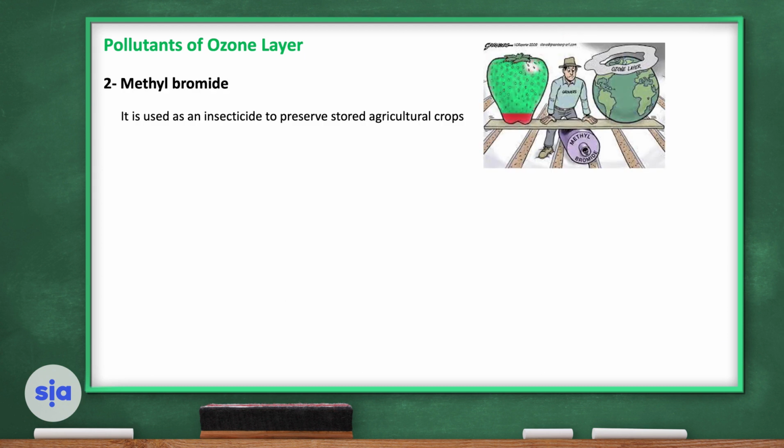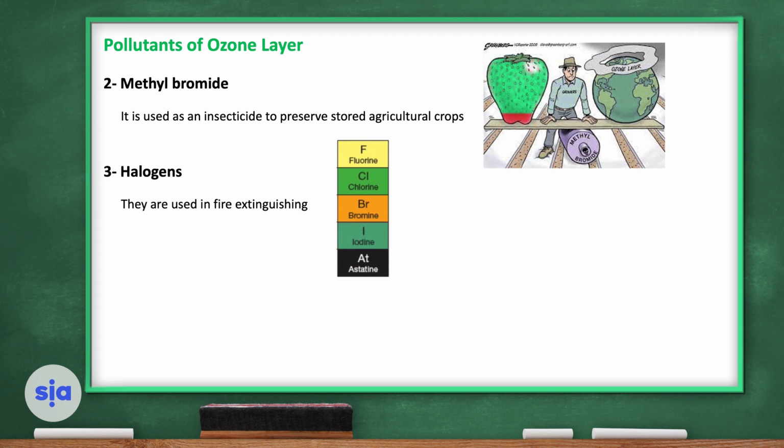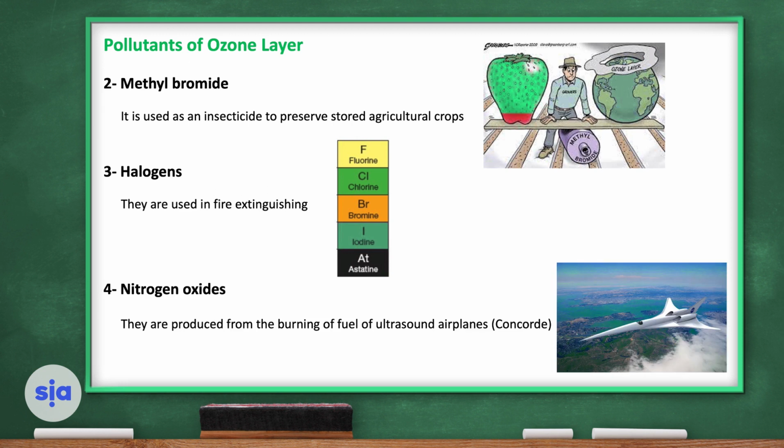Methyl bromide. It's a chemical substance used as insecticide to preserve stored agriculture crops. Halogens. Do you remember halogens? We study in the periodic table. They are used in fire extinguishing. Nitrogen oxides. And they are produced from the burning of fuel of ultrasound airplanes, the Concorde. These type of airplanes are obsolete now. They are not used anymore.